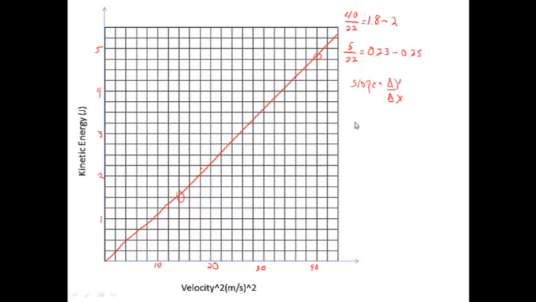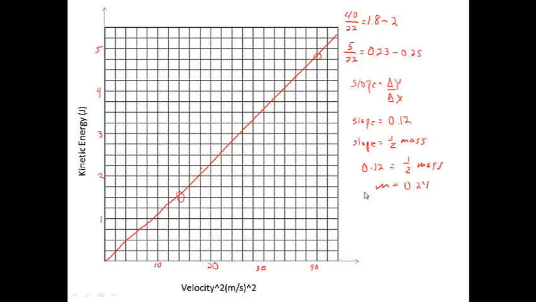I figured out my slope ended up to be about 0.12. Now we know that the slope should be equal to half the mass. So 0.12 equals 1/2 m mass. Mass is 0.24.